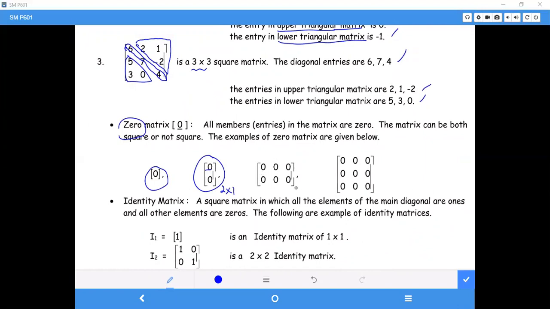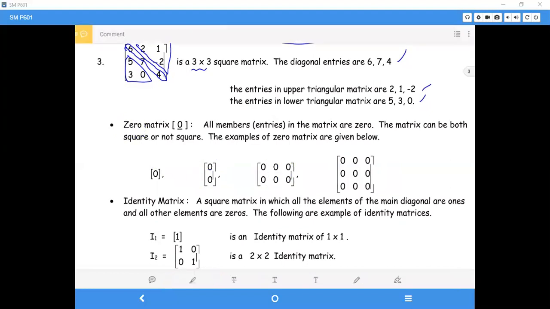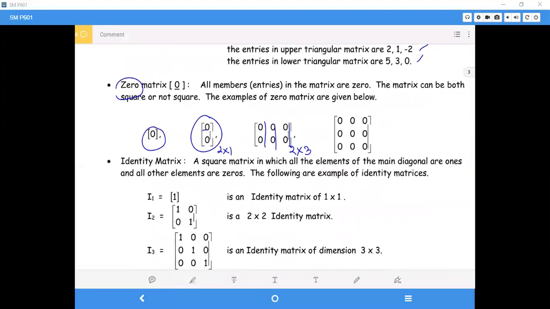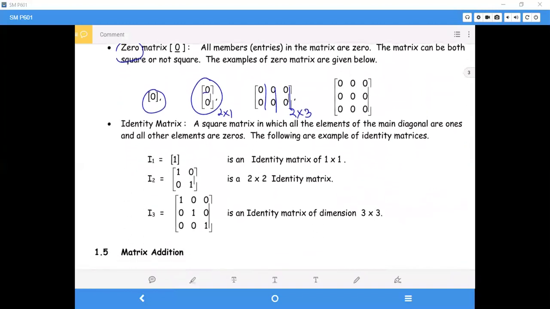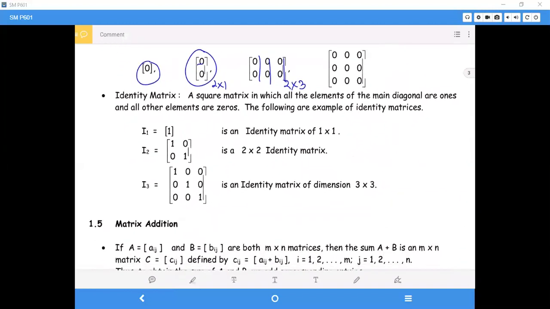This one has 1, 2 rows and 3 columns. This is 2 by 3, but anyway, all the members are 0. We call it the zero matrix. This one as well, zero matrix. So the vocabulary is like the keywords. Today we talk about keywords so that you will know them when we talk about them in class again, or you see them in the test or the exam, and then you know the meaning of those keywords.